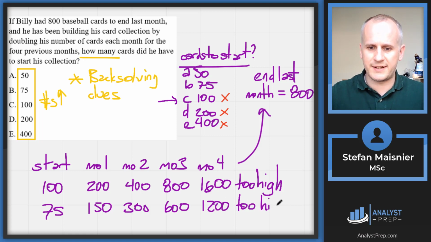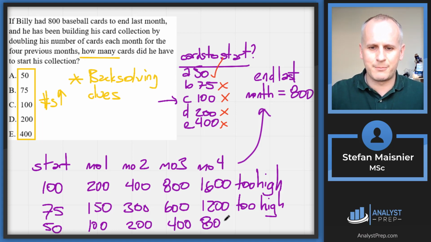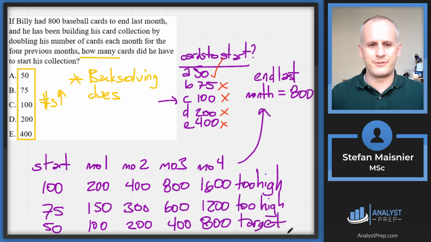And to be perfectly honest, on the exam, we would just select A right now. But to prove it out, just for full completion's sake, if we start with 50, after month 1 we'll have 100 cards, month 2 we'll have 200 cards, month 3 we'll have 400 cards, and after month 4 we've got our target of 800 cards.